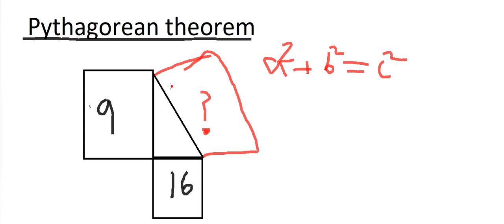Well, that means a squared is just the area of this square. So you plug that in as 9, which means b squared has to be 16. So basically, you get 25. And 25 is your answer.